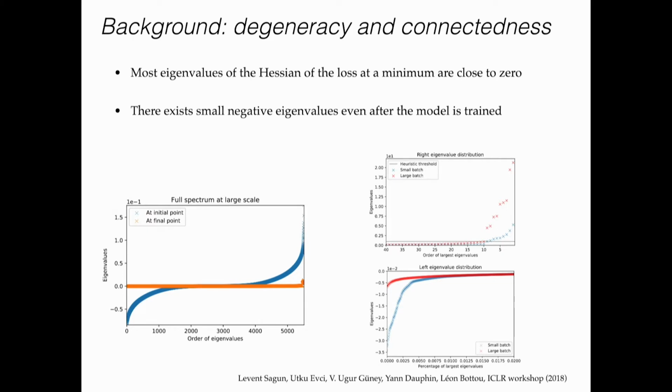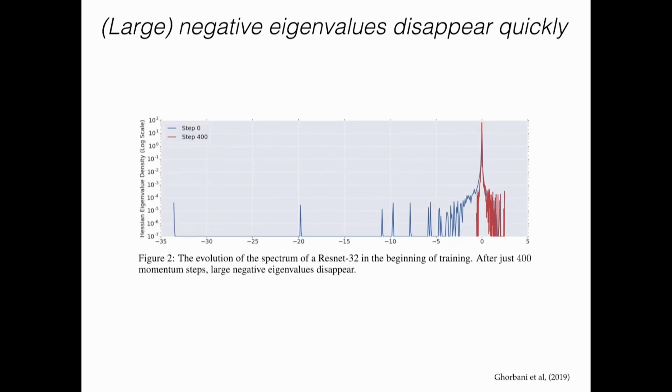If you look, you also see that there are small negative eigenvalues that remain, and keep that in mind. I'll come back to that later on. But for the most part, the lesson is that you see this big sea of zeros. And in fact, if you zoom into the first steps of training, what you find is that after only 400 iterations, these large negative directions have all but gone away, and you have this huge peak near 0. So this emergence of degeneracy seems to happen very, very early on.